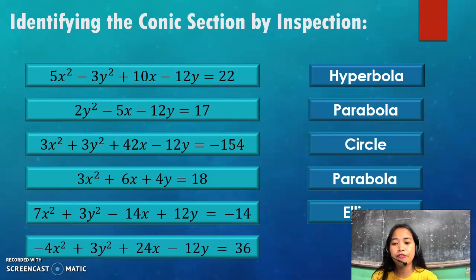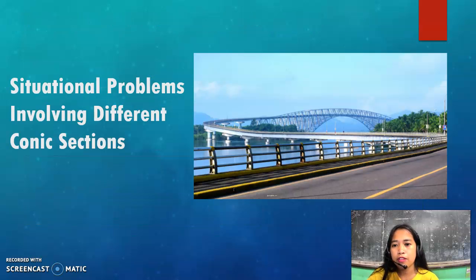Last example, negative 4x squared plus 3y squared plus 24x minus 12y equals 36. So x squared and y squared are present, but they have different coefficients and different signs. So our equation is a hyperbola. So now that you have recalled the basis of identifying the conic section by inspection, let's proceed to situational problems involving different conic sections.